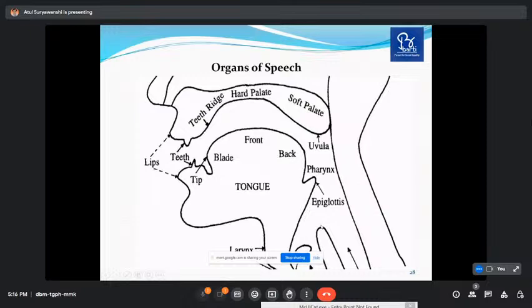Here is the windpipe. This is tongue. The tongue is also divided into further segments. This is the tip of the tongue. This is blade of the tongue, front of the tongue, back of the tongue, and here root of the tongue. So these are 5 parts of the tongue that we are going to study. This is tongue in all. Here are teeth, here are lips. This is teeth ridge, as I told you. This is very much significant in the speaking.